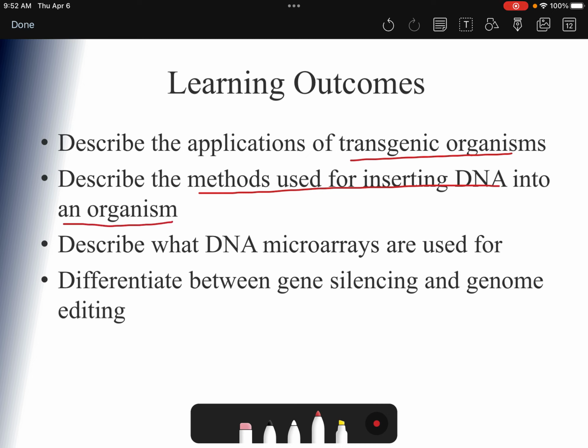This is kind of an extra little bit I'm adding into this chapter. So that was one of your questions on your study guide, and some of you probably didn't know how to answer it just because it wasn't really in this chapter. So I'll be giving you your worksheets back so you can finish that on Tuesday when we get back together again. DNA microarrays and what they're used for, and then the difference between gene silencing and genome editing when we try to manipulate the DNA.